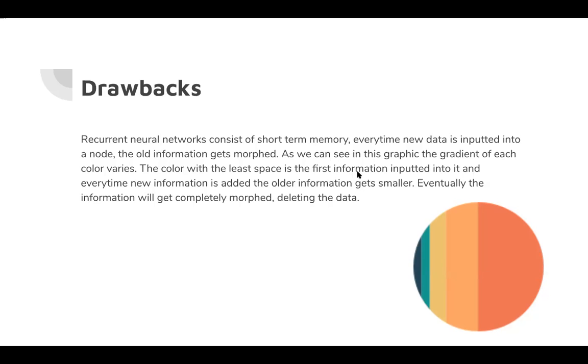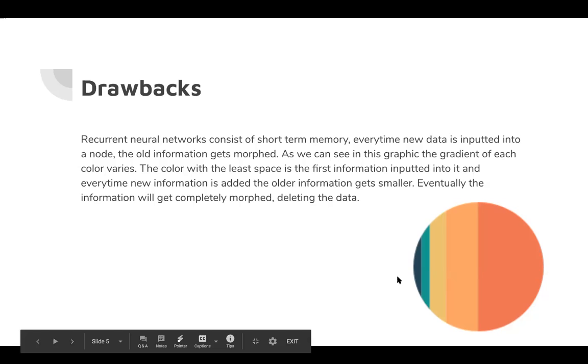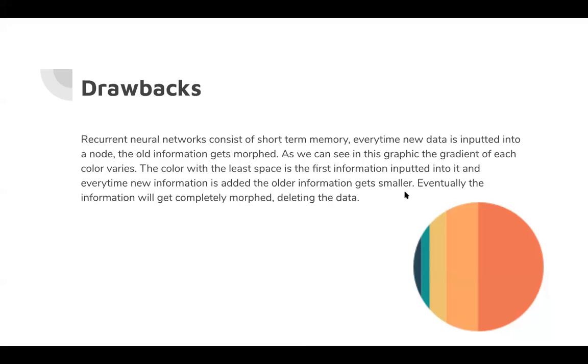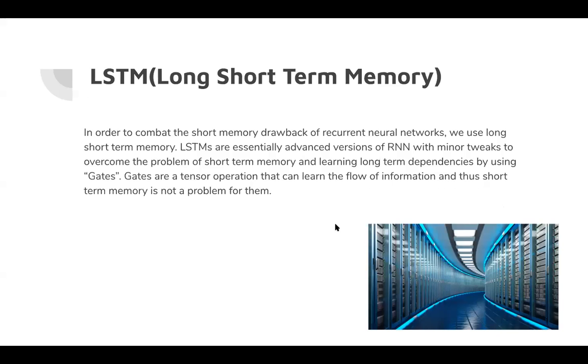So the color with the least space is the first information inputted into it, like I said, and every time new information is added, the older information gets smaller and morphed. Eventually, the information will get completely morphed, deleting the data. So that's a drawback. However, we do have a way to combat all of this, which is LSTM, or long short-term memory.